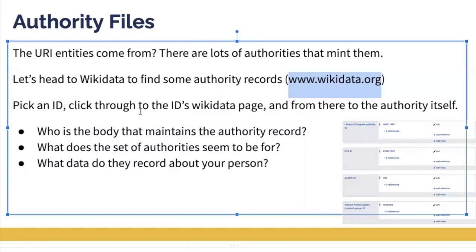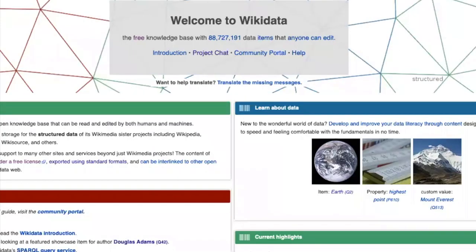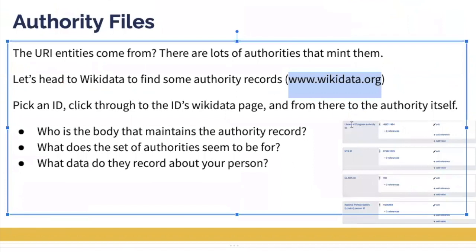So when folks get into those breakout groups, I'd love for you to head to Wikidata and just search for a person or a place that interests you, and then scroll down to the bottom of the page. You'll see some existing IDs and authority files. Have a look at a few of these, and I'd just love to know, if you choose them, who are the people who are maintaining that authority record?